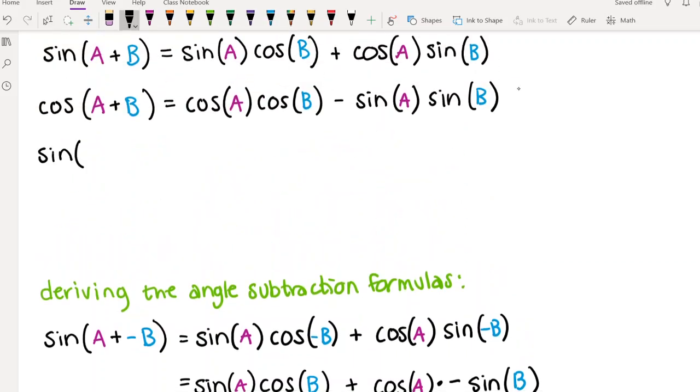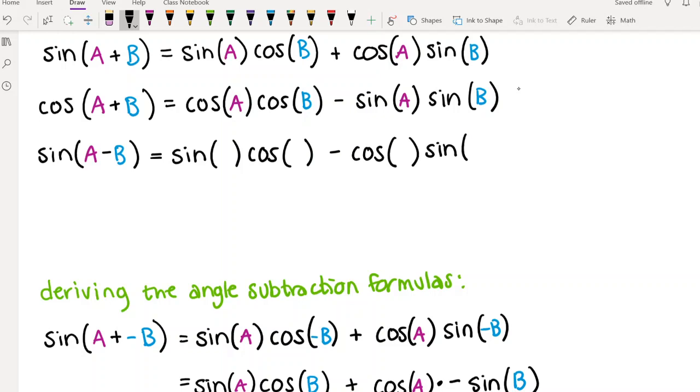So sine of A minus B is going to be basically the same as what we had for sine of A plus B. The difference is that now you're subtracting between them. And that subtraction basically came from the fact that sine is an odd function. That's where that negative sign appeared from, when we factored out the negative sign from the sine, because sine is an odd function.